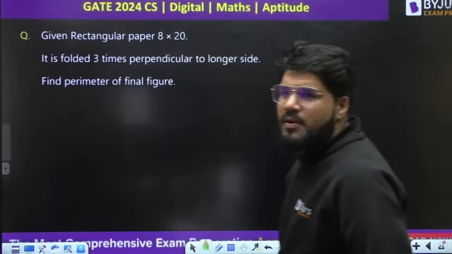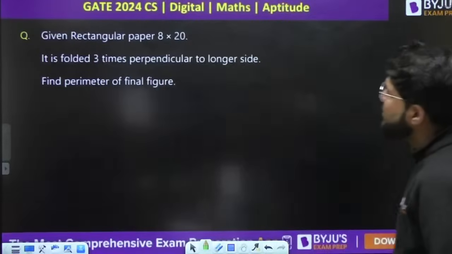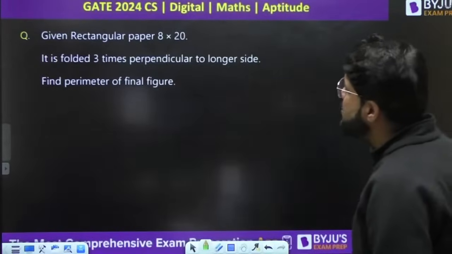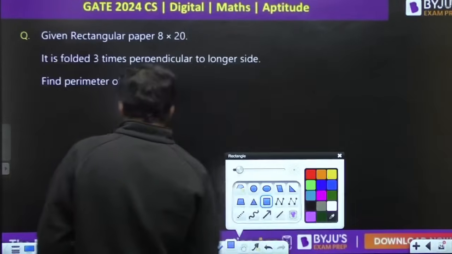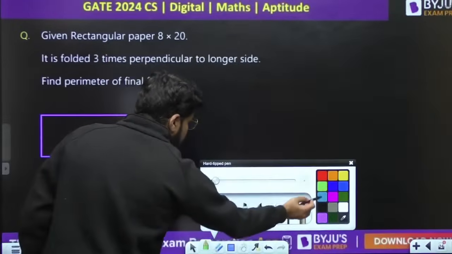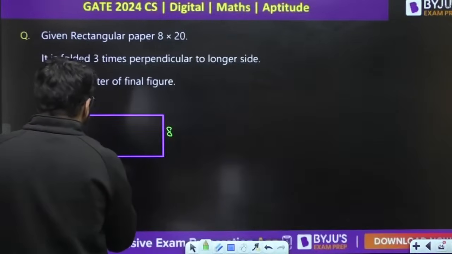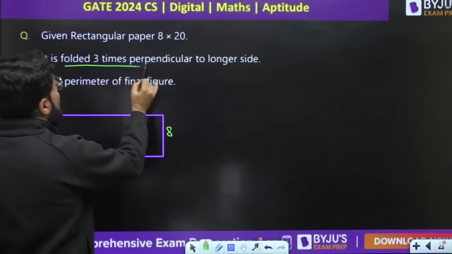Given a rectangular paper, similar question. Coming to that also, Govind. Given a rectangular paper 8 cross 20, it is folded 3 times perpendicular to the longer side. This is 8, this is 20. It is folded 3 times perpendicular to the longer side.